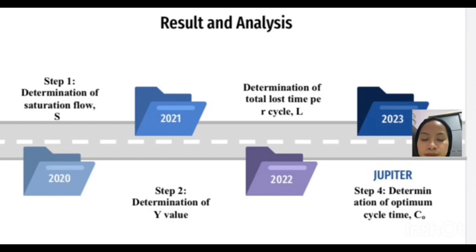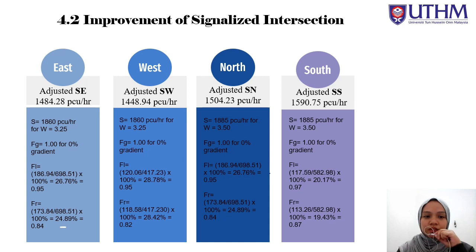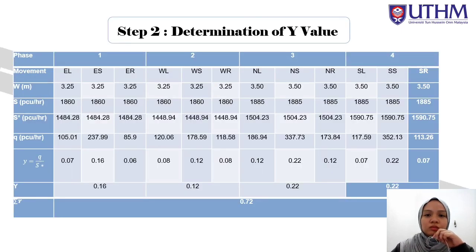So thank you. Next, I will present about the result analysis of our group project, which is improvement of signalized intersection. First step is we need to calculate the saturation flow, and this is our value and the calculated saturation flow. And next is step 2, determination of Y value. The numbers that we have calculated just now, we insert into this table and calculate all of it, and the total number of Y that we have calculated is 0.72.